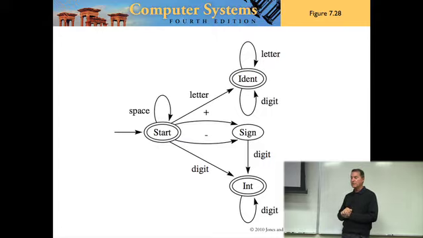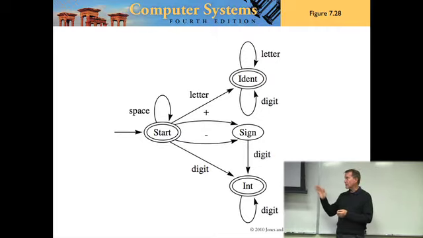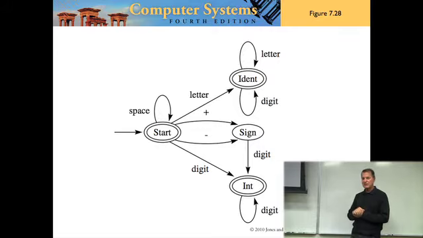Now, remember, what is the definition of a token? A string of terminal characters that has meaning as a group. All right. And by the way, can you tell by looking at this if this is a simplified finite state machine, yes or no?